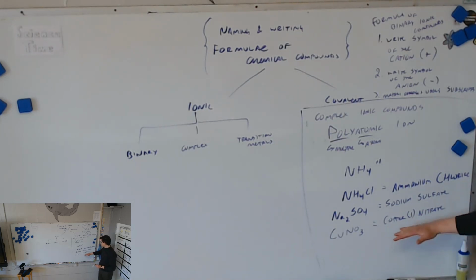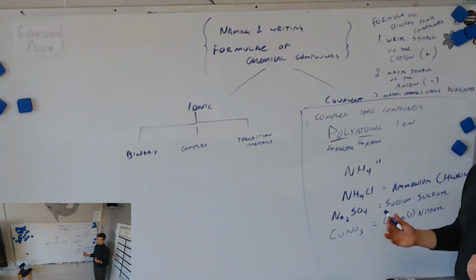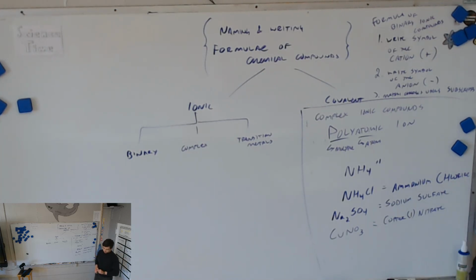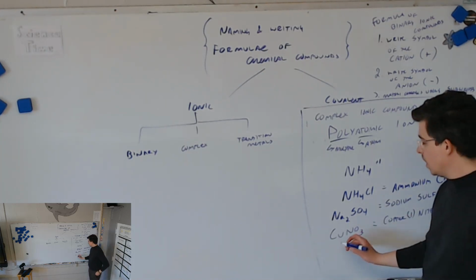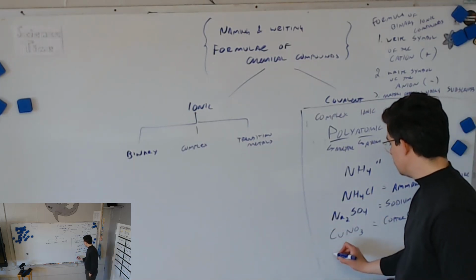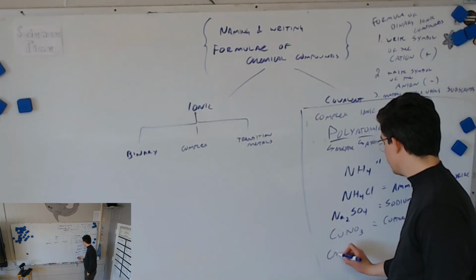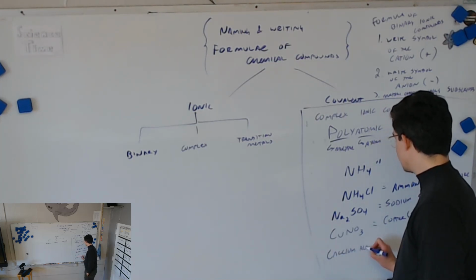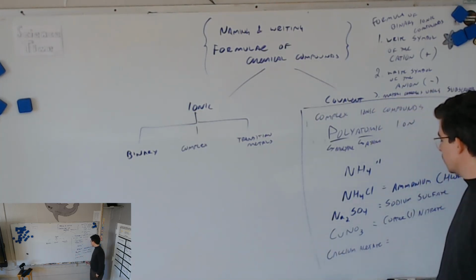Look, we can use transition metals and polyatomic ions together. Sometimes we have to. Now, we're going to do one example of the other way around. But I think that should be sufficient. Let's write calcium acetate, just to illustrate one more thing to you. We might do a second one.